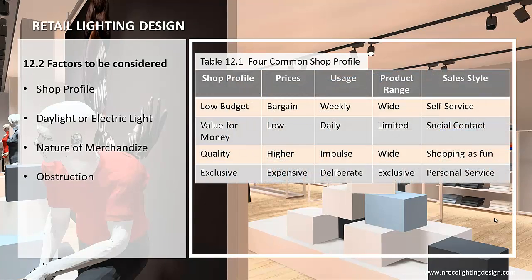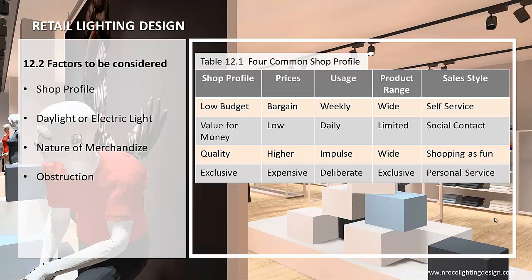The low budget, the value for money, the quality, and the exclusive. Low budget prices are usually bargain, and the usage is weekly. The product range is wide, and the sales style is mostly self-service. While for the value for money, the prices are low, the usage is mostly daily, the product range is limited, and the sales style usually has social contact.